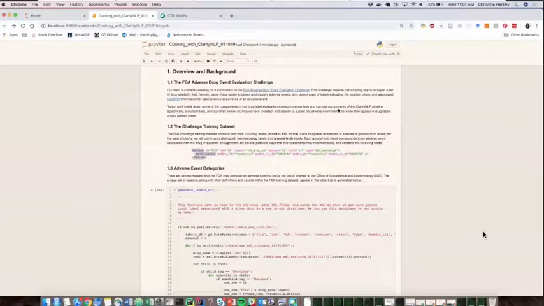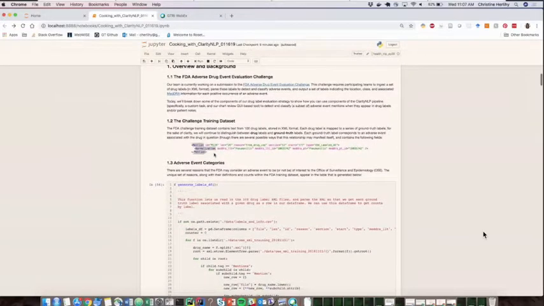If you look in section 1.2, the labels appear in this format. Each ground truth label has an ID, the length, which is the length of the phrase being tagged as an adverse event, a reason, which is an FDA-provided category, a section, which is the section within the XML document in which it appears, a start, which is a character offset, and then a type.